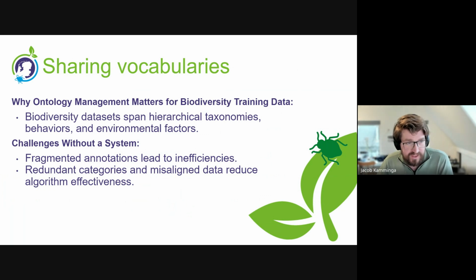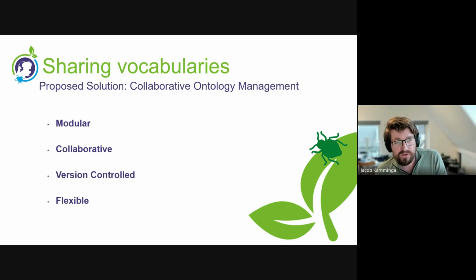And so the problem is that biodiversity data sets not only span hierarchical taxonomies, but also behaviors and environmental factors that occur in your projects. And if you don't organize a system around this, then you get a lot of fragmented annotations and different labels for identical categories. And this really misaligns data, but also reduces the effectiveness of algorithms. And so it lowers the quality of your AI. So there's large opportunity here to organize something around collaborative ontology management.